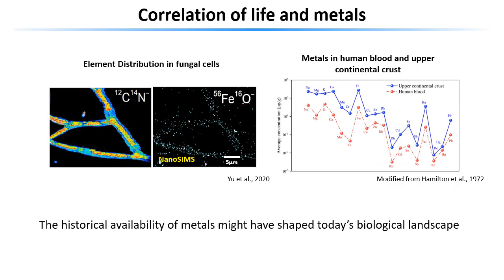The correlation of life and metal is not a secret, as we can see on the left in this nanoSIMS image, where the spatial distribution of iron overlaps with that of carbon and nitrogen in the fungal cells. And for Earthlings like you and me, you may or may not be surprised to see that the metal distribution in our blood is very similar to that of our crust. This suggests that we humans are probably the product of this co-evolution.